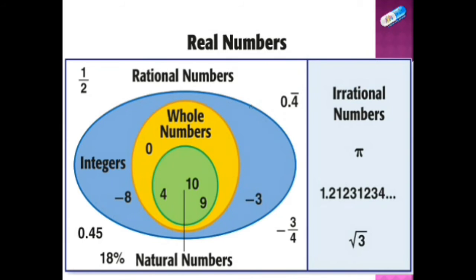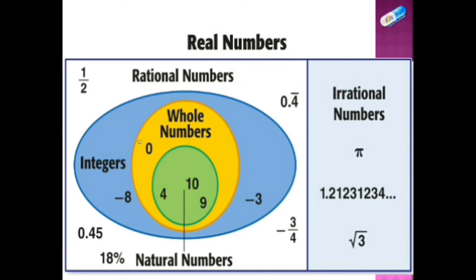Bigger than the integers, we have the rational numbers. So the rational numbers are all the numbers that can be written in the form of a over b. So we have fractions, we have percents, we have repeating decimals, we have negative and positive numbers, and we have terminating decimals. All of these are called rational numbers.